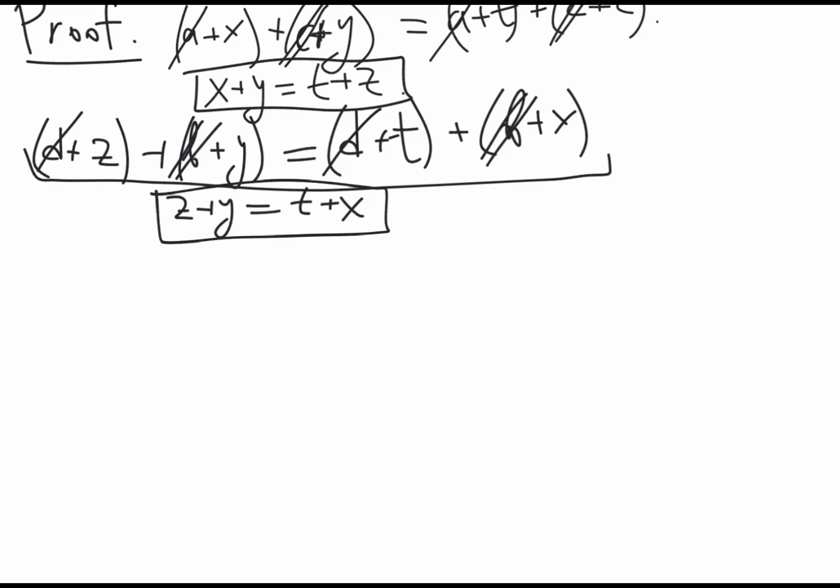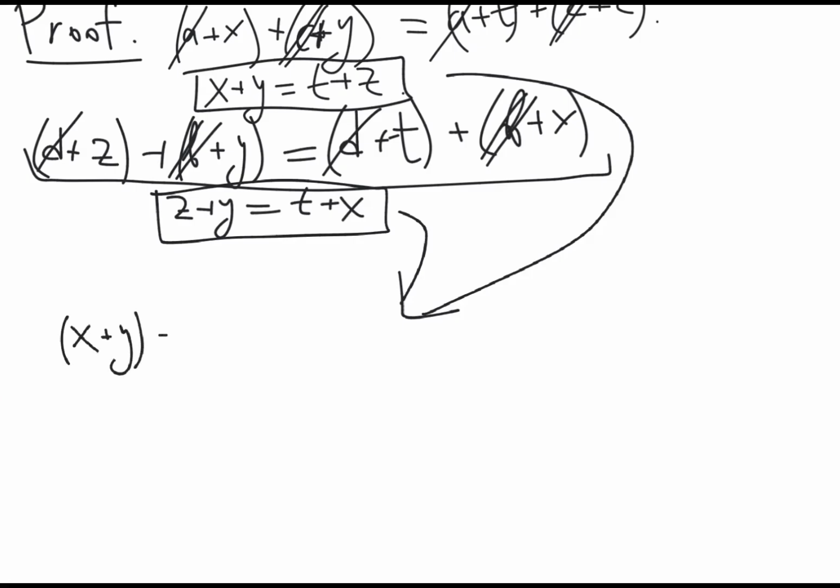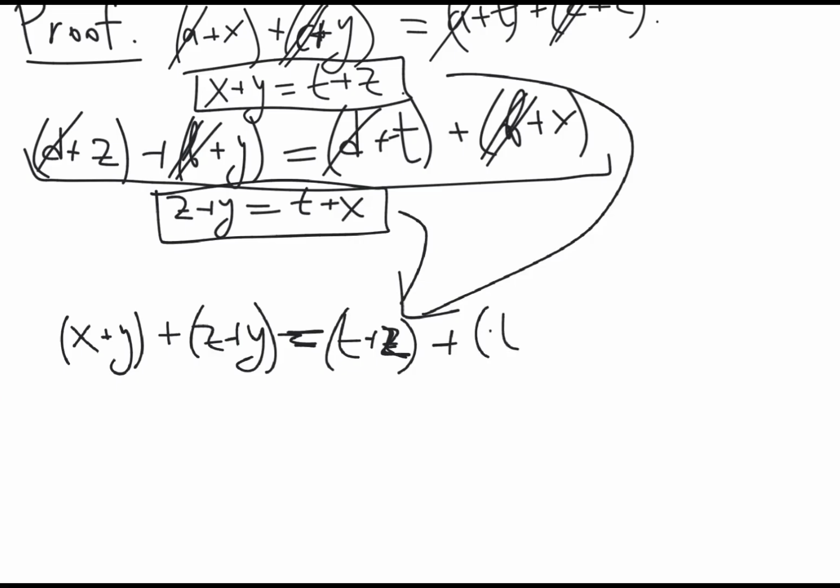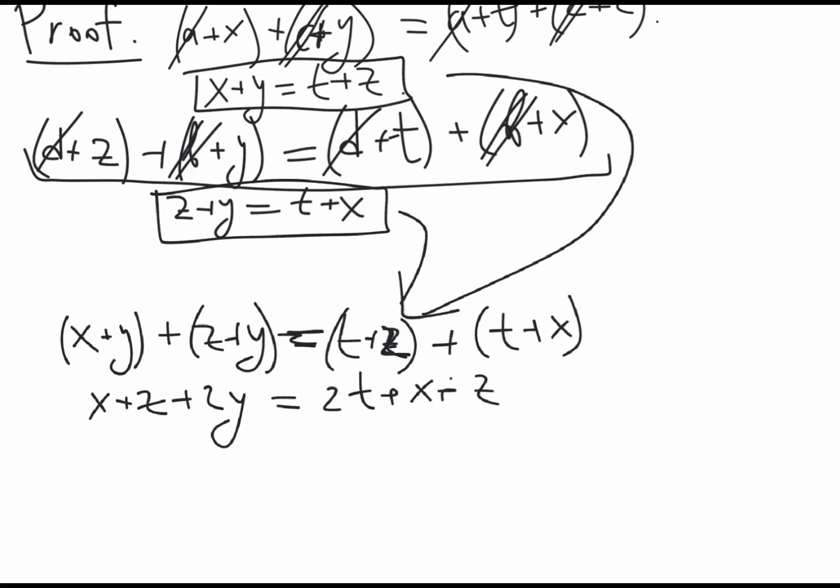From these two, when we sum them together, we get x plus y plus z plus y is equal to t plus z plus t plus x. So we sum these two equalities together, and we simply get that x plus z plus 2y is equal to 2t plus x plus z. So x plus z and x plus z cancel each other. We get 2y equal to 2t, or y is equal to t.